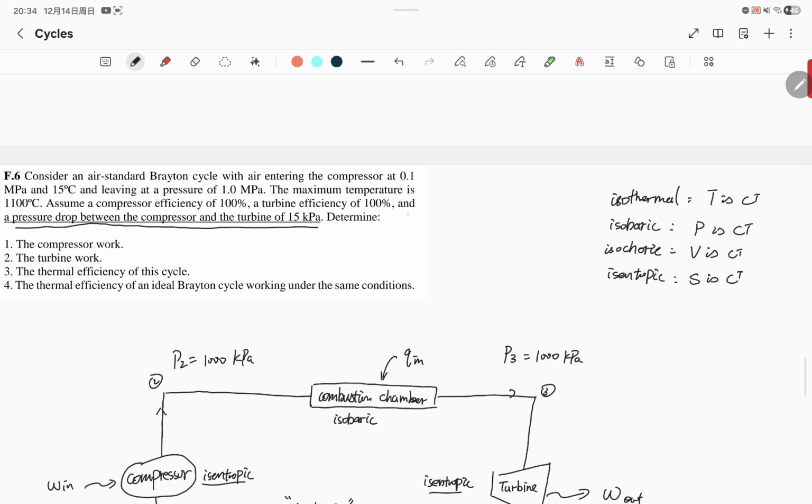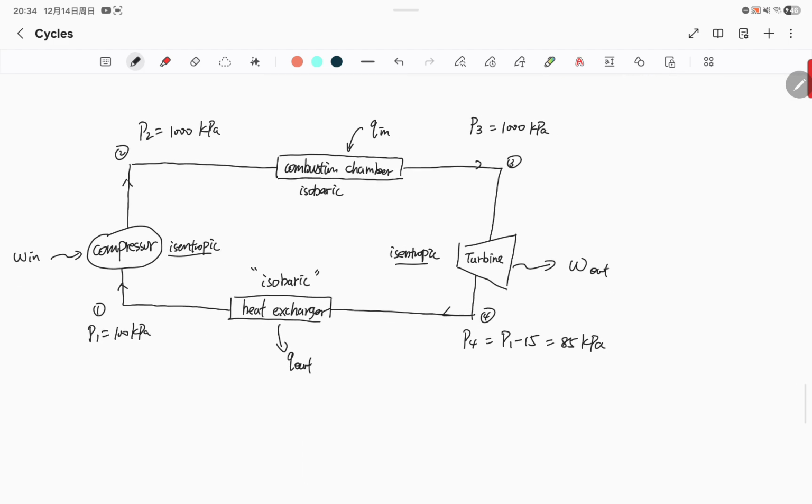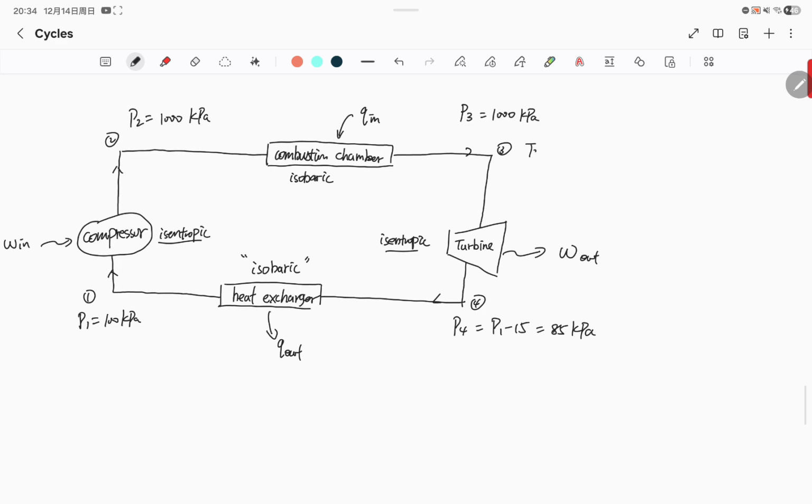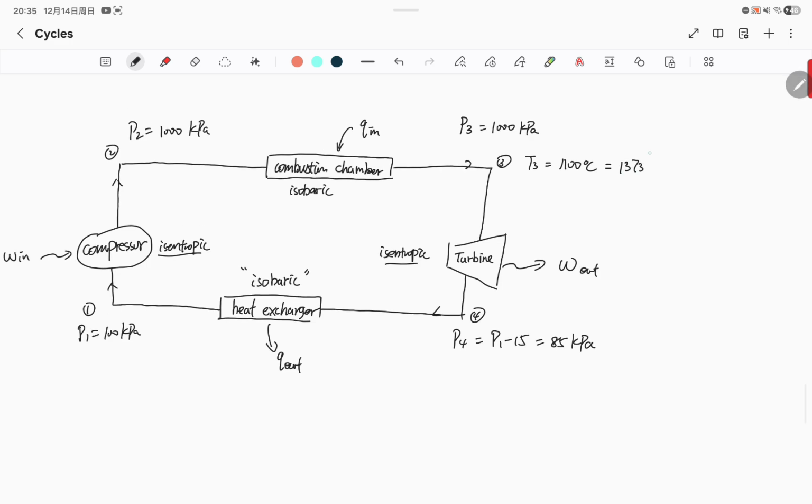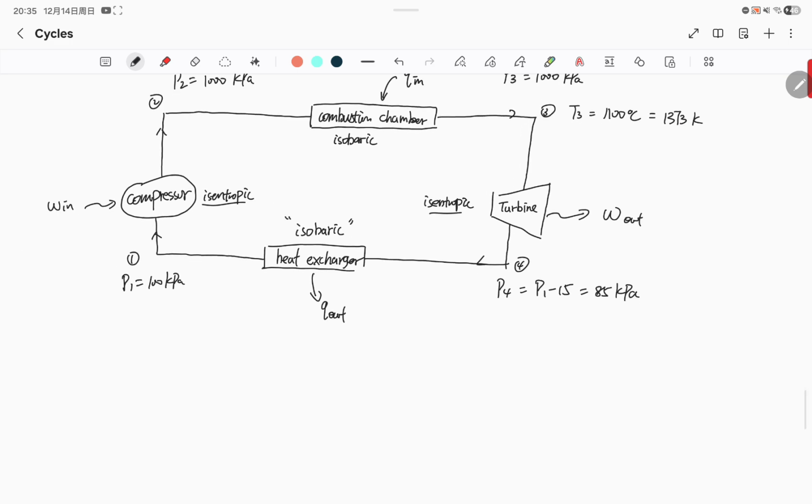What else we have? The maximum temperature is 1100 degrees. Where is that value? It's at T3, sorry. That's right after the combustion chamber where you will see a maximum temperature here. Degree Celsius, useless. Convert that into Kelvin right away. And that is 1373 Kelvin. Okay, so that's pretty much it for the diagram, and we can start solving the problem.